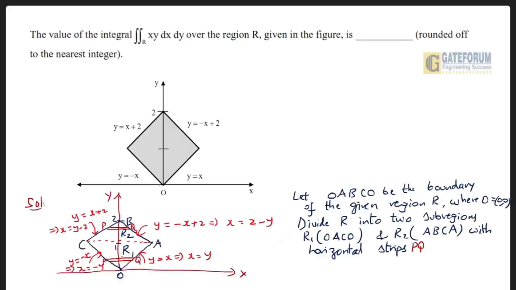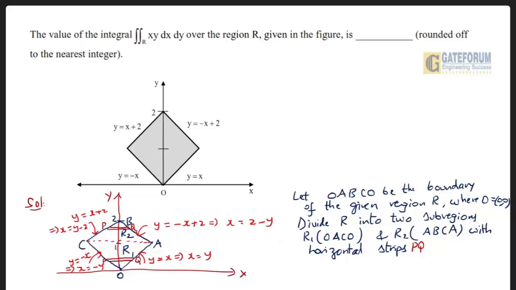So in the R1 region, the x limits are minus y to y, and the y limits are constant, 0 to 1. Am I correct? Y is equal to some number means it is a horizontal line. So this horizontal strip is moving from the origin to the number 1 only, that is the CA line only. Slide that strip from the origin to CA.